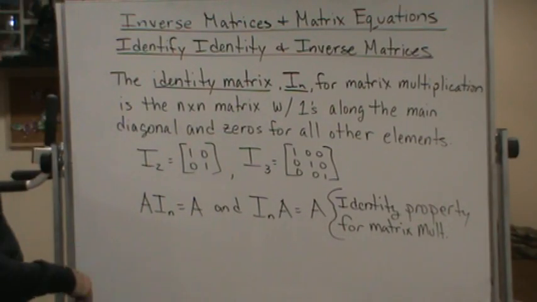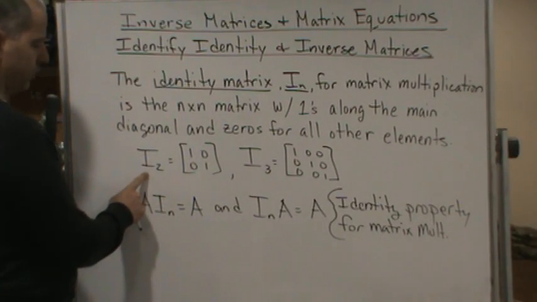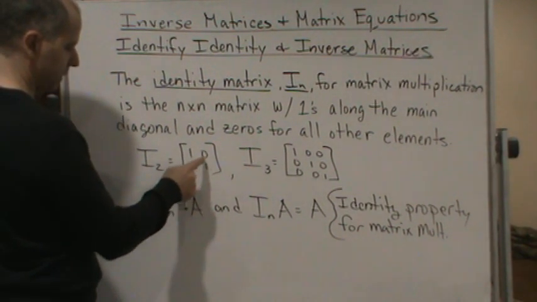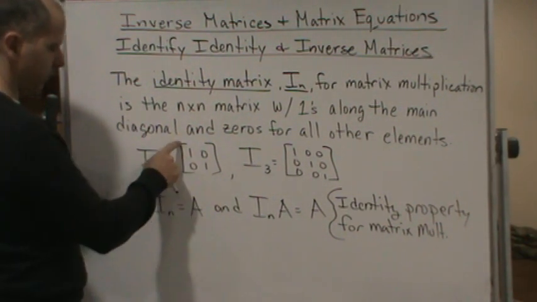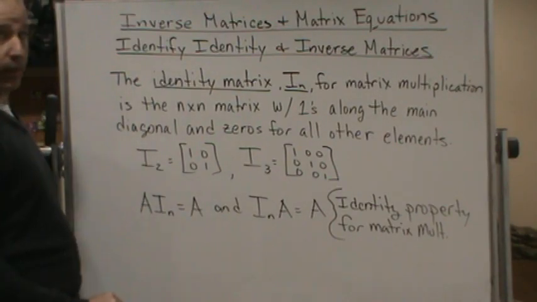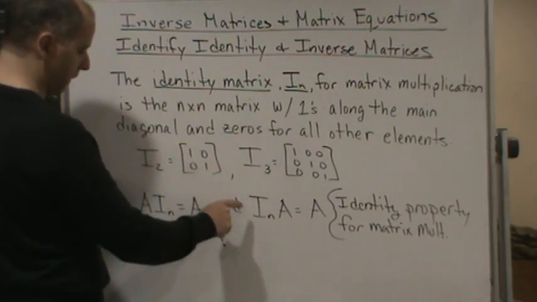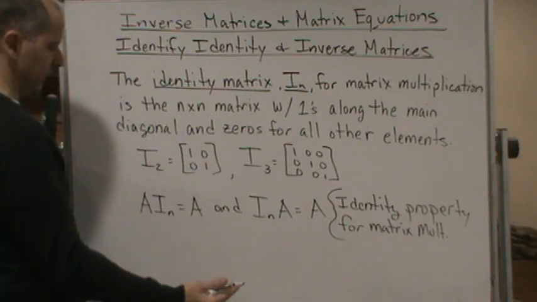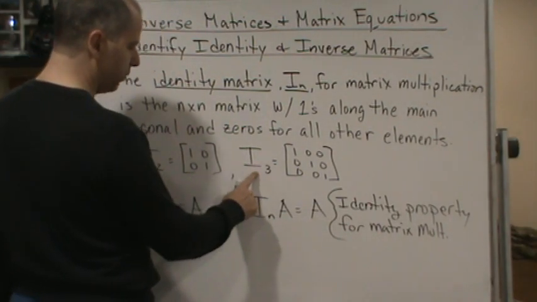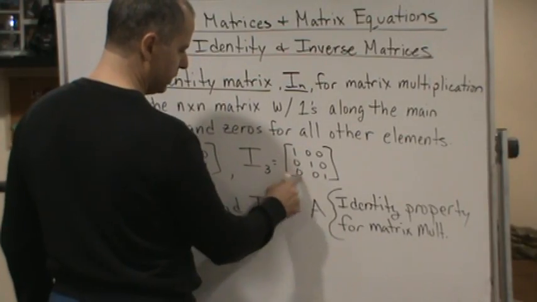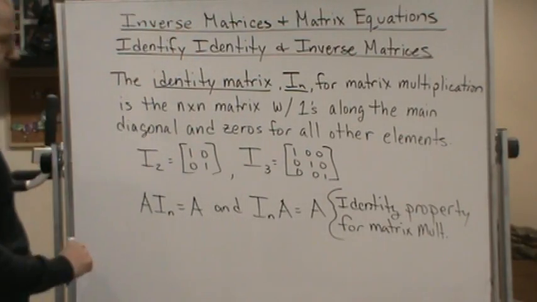So here are a couple of examples of identity matrices. We have the 2 by 2 identity matrix, which is 1 along the diagonal, zeros elsewhere. The main diagonal is always the diagonal that goes down from left to right. So this is the main diagonal, and those are all ones. All the other elements are 0. If we look at I3, we see the same thing: ones down the diagonal and zeros everywhere else.